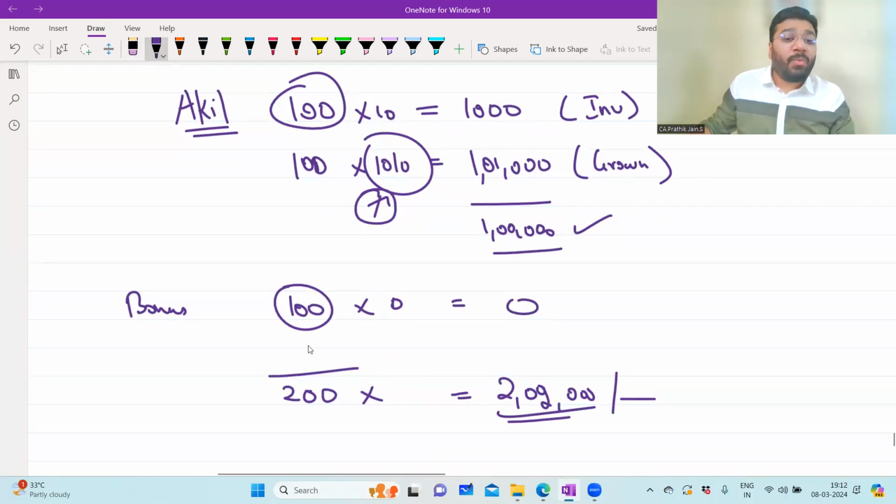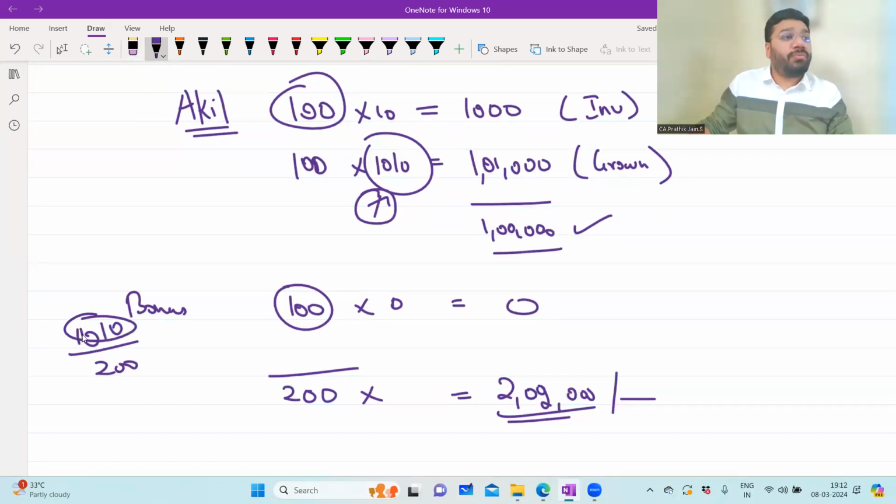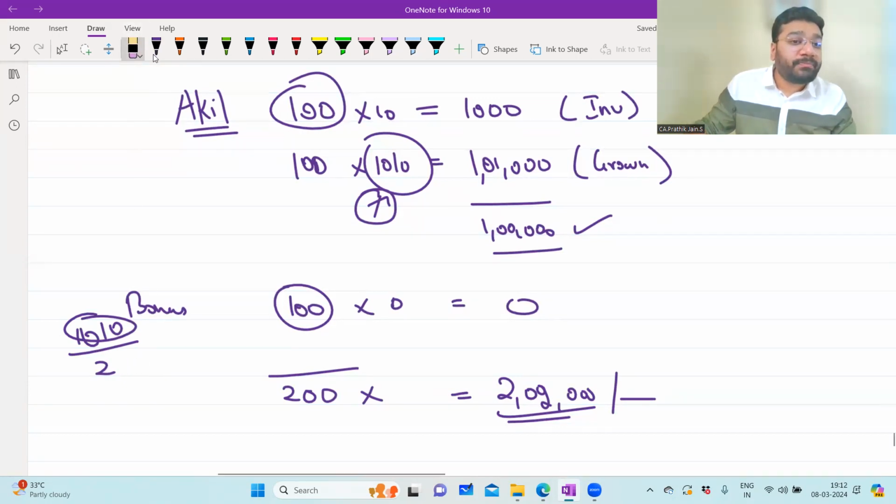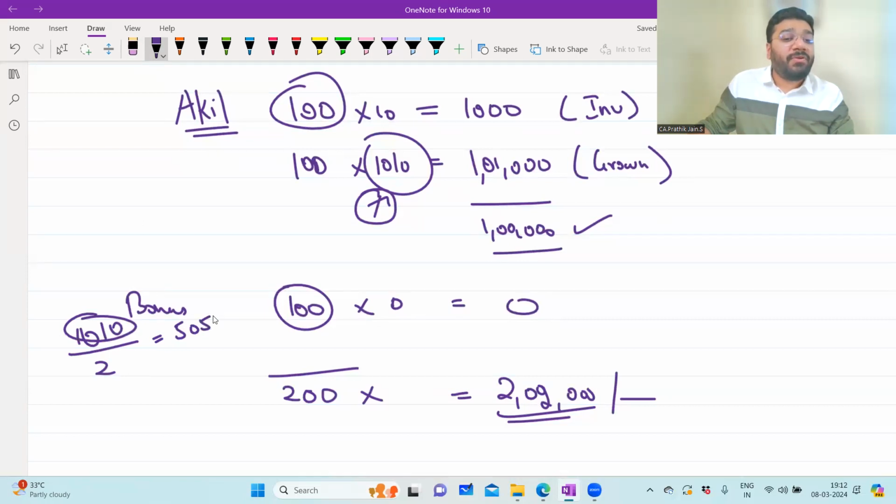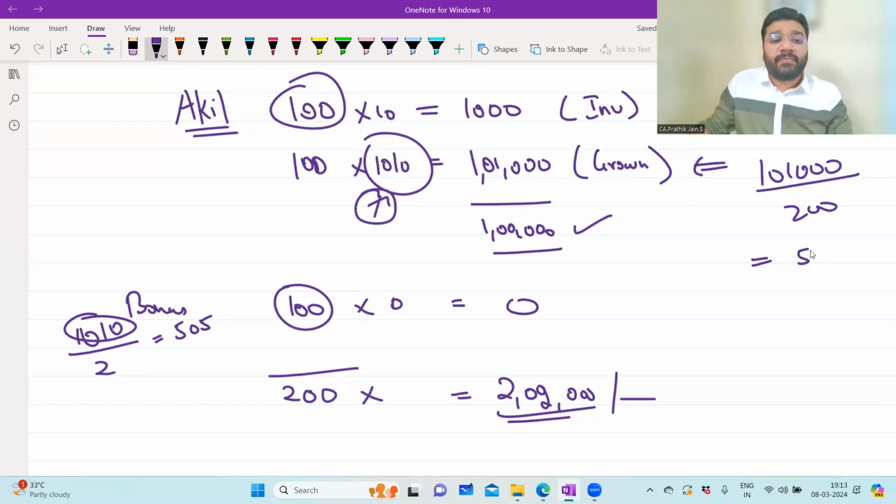So 1 lakh 1,000 divided by 200. So total value of the share divided by, sorry, not 200, it will be divided by 2. How much? 505. In other words, what is his investment now? 1 lakh 1,000 is the total value divided by 200. How much? 505. Please check.